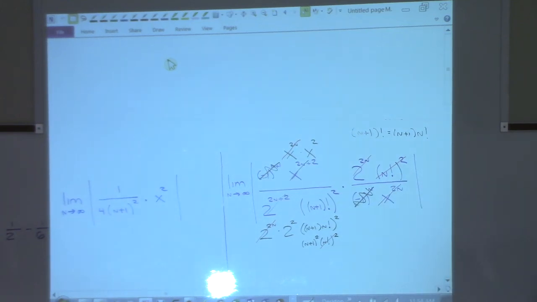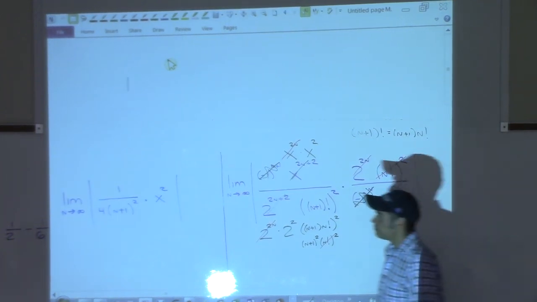And now you let n go to infinity. Are there any questions on that? Sure? Where anything went, or where anything canceled out or anything? Okay, let n go to infinity.